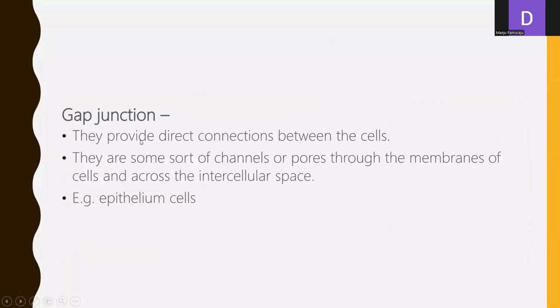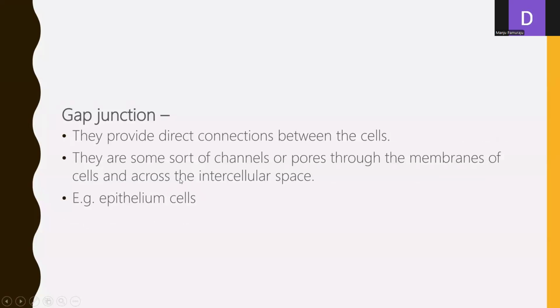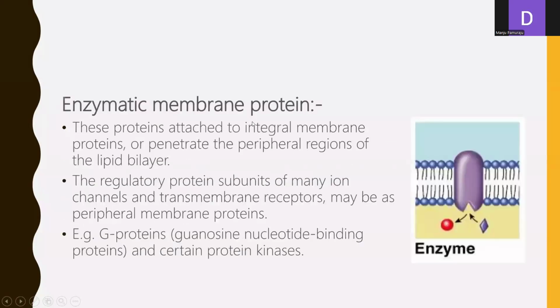So gap junctions provide direct connection between the cells, and there are some sort of channels or pores through the membranes of the cells and across the intercellular spaces. So here example is epithelium cells. Gap junctions have some channels to transport the material. But in tight junctions, it will not allow the transfer of water and also the water soluble substances. Okay, so next one is the enzymatic membrane protein.